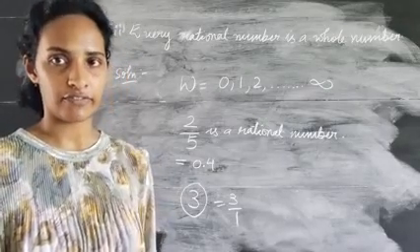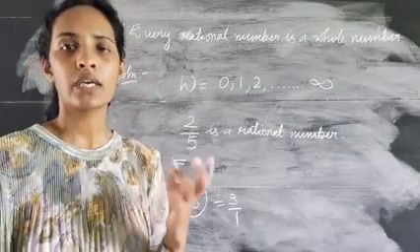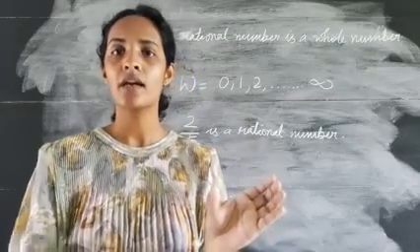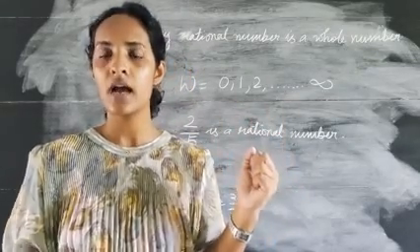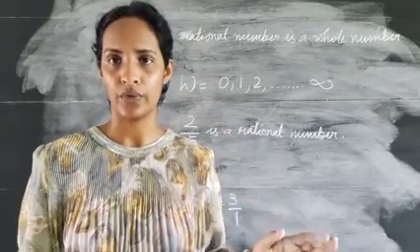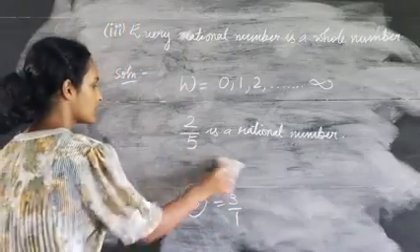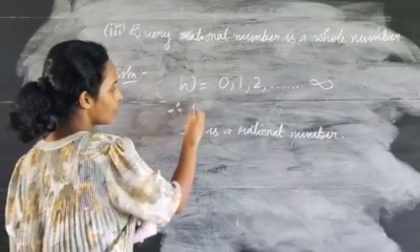At the same time, 5, is it a rational number? Yes. Is it a whole number? Yes. So we can find many examples where rational numbers are whole numbers. Some rational numbers are whole numbers. But is every rational number a whole number? No. Therefore, our given statement is false.